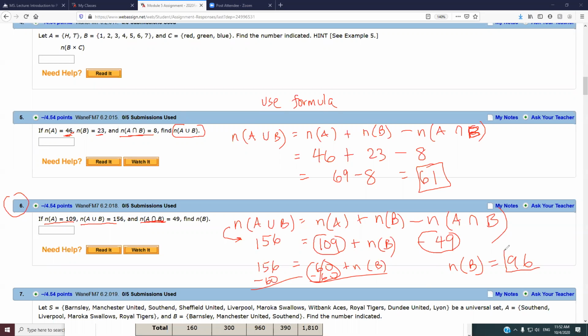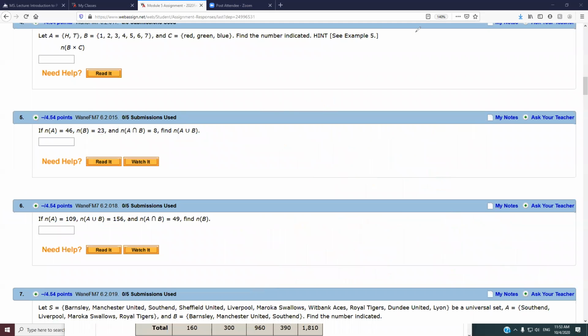Okay, so on this one, I had to use the formula that we discussed for the cardinality of the union. And they gave me different pieces of the puzzle, and all I had to do was plug into the formula and solve for the unknown quantity. All right, let's do a couple more. I want to show you some Venn diagram examples, so let's do that.